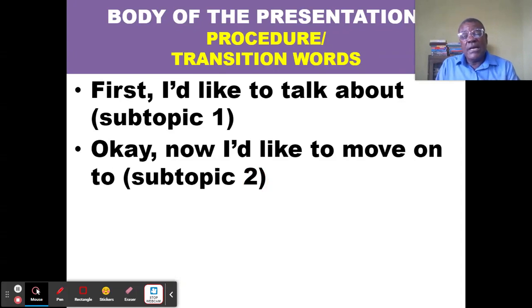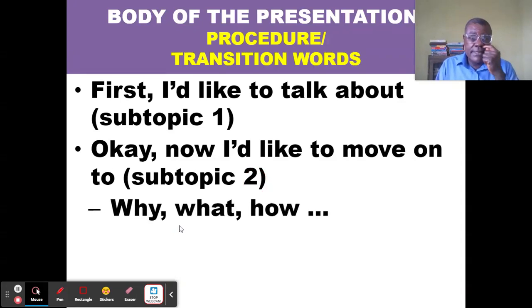Now, so those are ways of presenting your ideas in a way that makes them interconnected, moving naturally from one section to another. You can use WH words such as why, what, how, and so on.